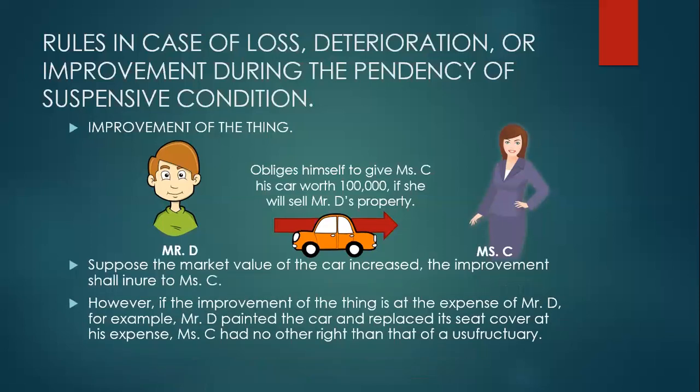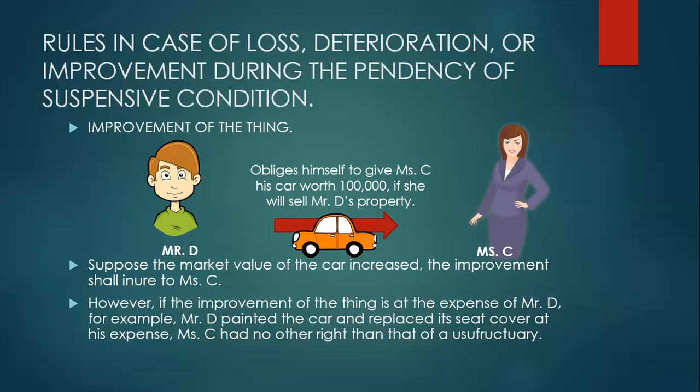Now, what if the thing was improved during the pendency of the suspensive condition? In the same example given, Mr. D obliges himself to give Miss C his car worth 100,000 if she will sell Mr. D's property. Now, suppose the market value of the car increased. What is the rule? The improvement shall inure to the benefit of Miss C.